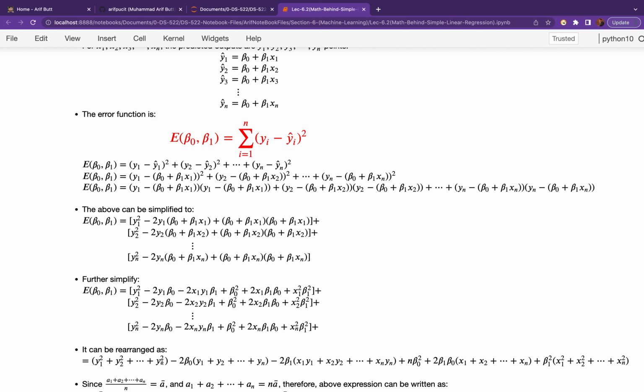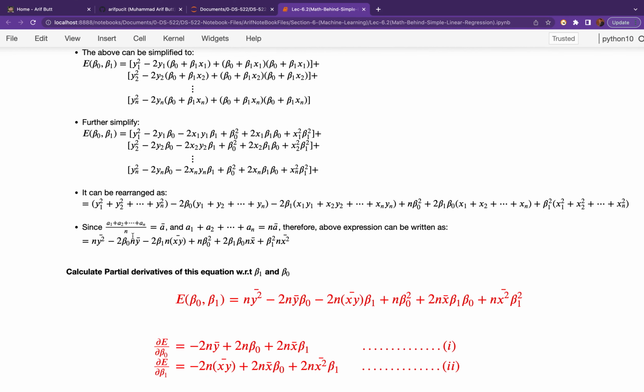And then I have collected these y1, y2 and so on to yn terms over here, and these x1, y1, x2, y2 so on to xn, yn terms over here. So I've just gathered the terms together. And you know that a1 plus a2 so on to an divided by n is actually a bar, that is the average of a. So if we multiply both sides by n, we can write a1 plus a2 plus so on to an as n times a bar. Therefore, this above expression can be written like this.